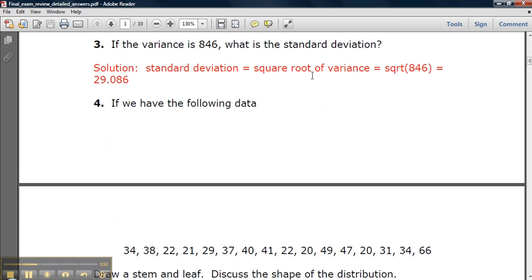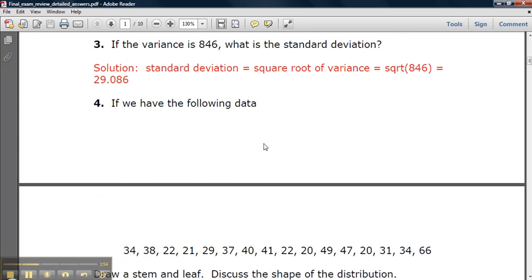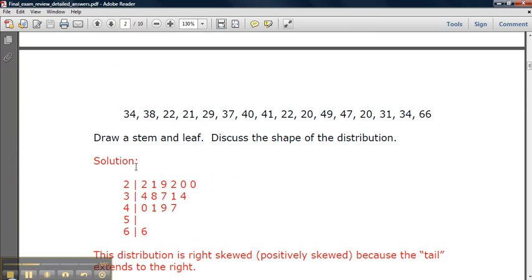So number 4, if we have the following data, here's some numbers. Draw a stem and leaf here. Here's an example of your stem and leaf. The best thing to remember when you're doing a stem and leaf like this, just allow your stem to be the tens digit, since we only have 2 digits here, and your leaf to be the ones digit. So probably would have been useful to put these in order first. That would help you to write it out, and that's it.